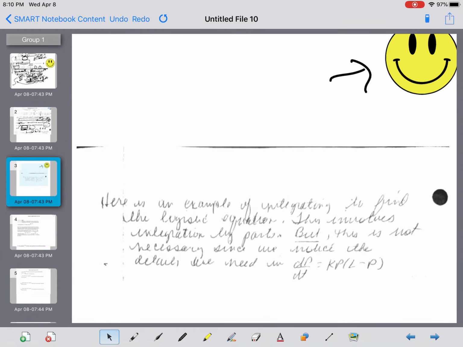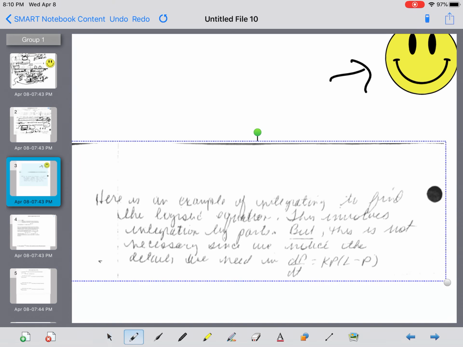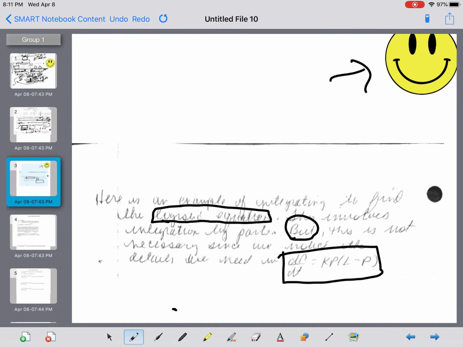I said, here's an example of integrating to find the logistic equation. Sorry, I'm having trouble. Okay, here's an example of integrating to find the logistic equation. That's what people used to do until they noticed a pattern. They used to do that whole 2 pages of work I just did. This involves integration by parts, which I did, but this is not necessary since we notice the detail we need in this. So we have everything we need already in the derivative.